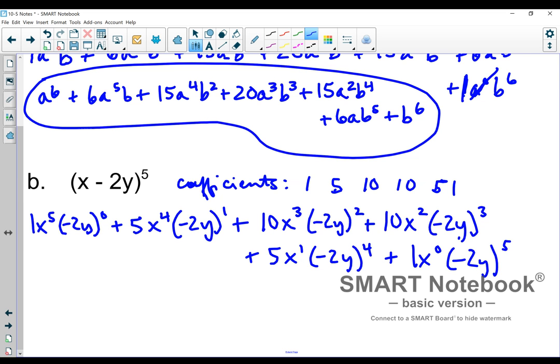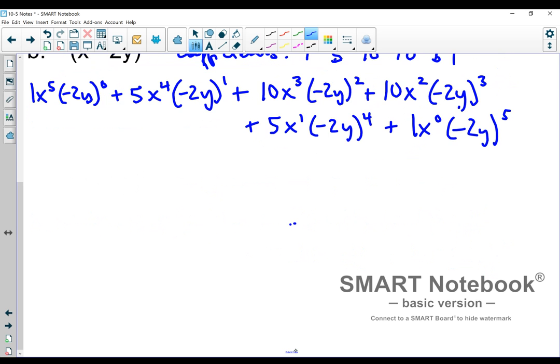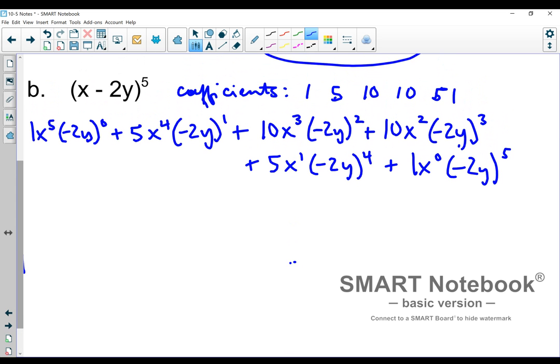And notice those negative 2y's, they are all going in parentheses. Because the 2 is part of that term, it has to get raised to that power also. I've got to have parentheses on it. So for my first term, I don't really need to write down my 1 coefficient, and this is just a 1, so I end up with x to the 5th.